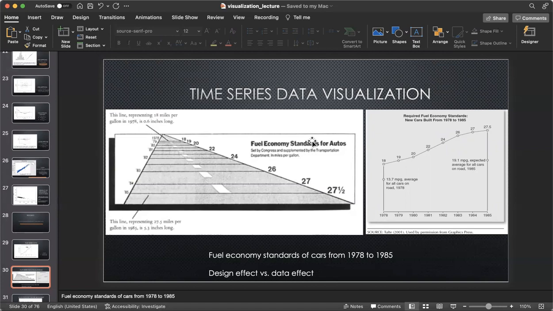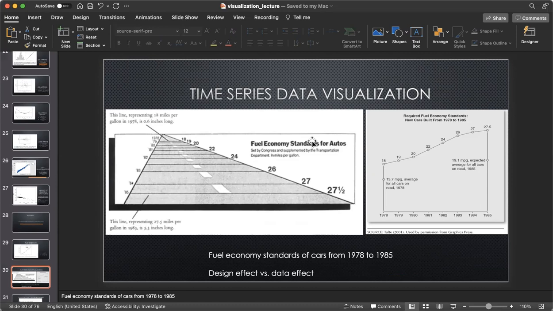27.5 miles per gallon in 1985 is 5.3 inches long. However, in 1978, it was 18 miles per gallon. That's only 0.6 inches long. So it's just not proportional. And look at this funny projection. It looks interesting, but really it is what is called a design effect. Because even look at what the time axis is doing to it.